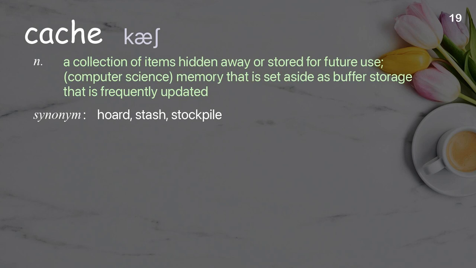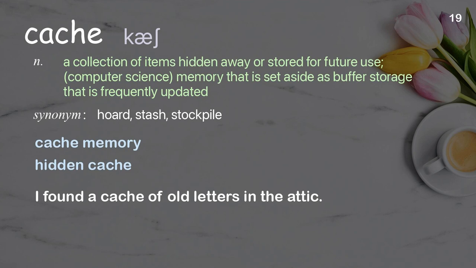Cache: a collection of items hidden away or stored for future use. Computer science: memory that is set aside as buffer storage that is frequently updated. Examples: cache memory, hidden cache. I found a cache of old letters in the attic.